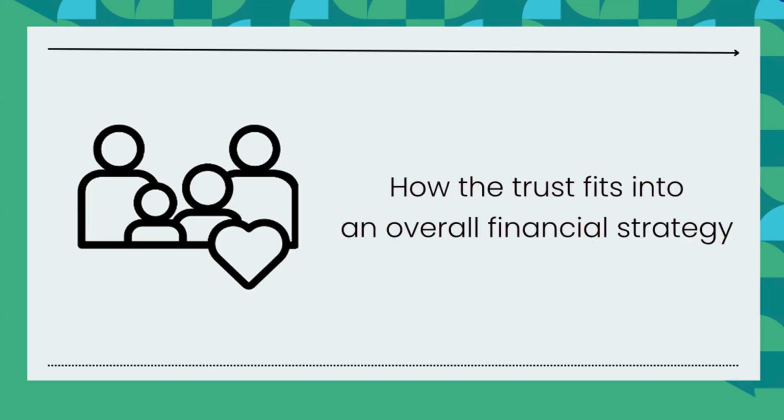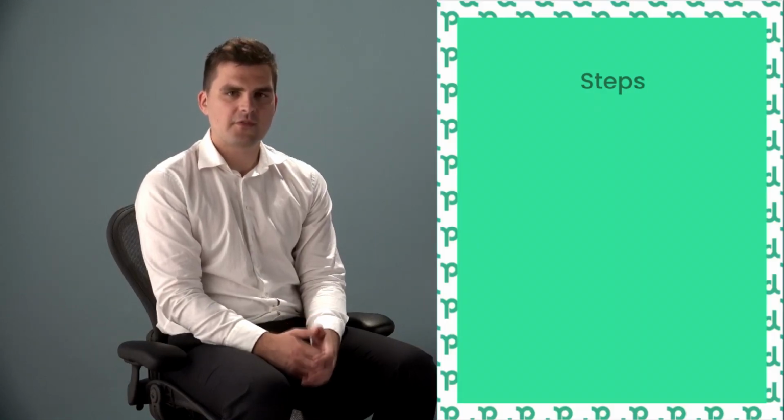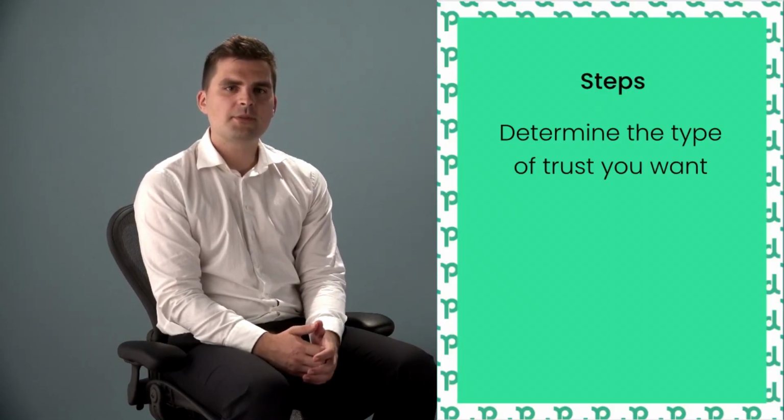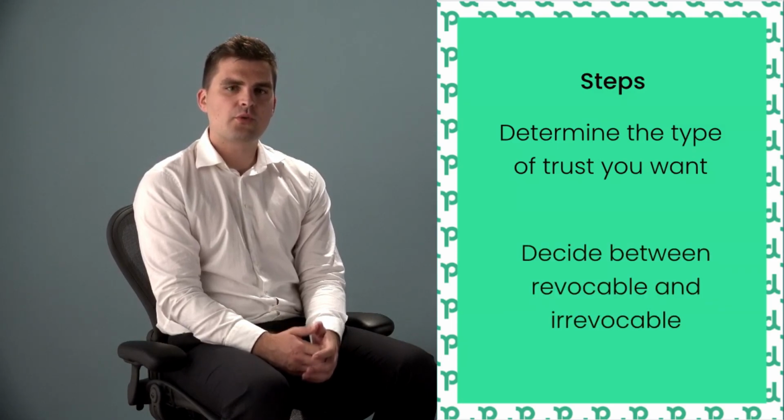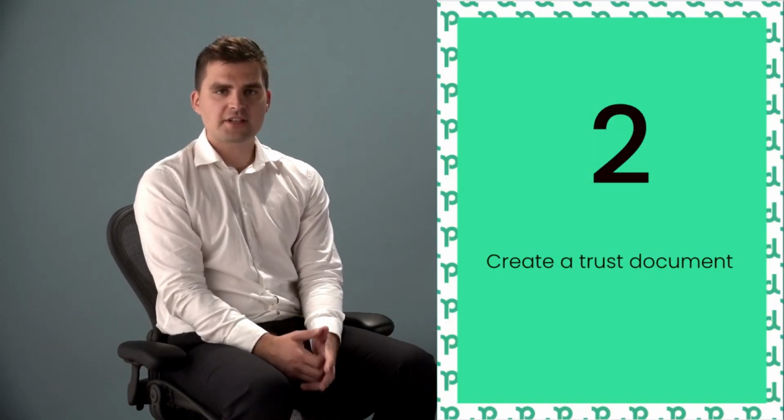Estate planning plays a significant role at this stage as it helps determine how the trust fits into an overall financial strategy. Generally speaking, creating a life insurance trust involves the following steps. 1. Determine the type of trust you want. Decide between a revocable and an irrevocable trust based on your estate planning goals and financial situation. 2. Create a trust document. This legal document designates the grantor, trustee, beneficiary, and outlines distribution instructions.